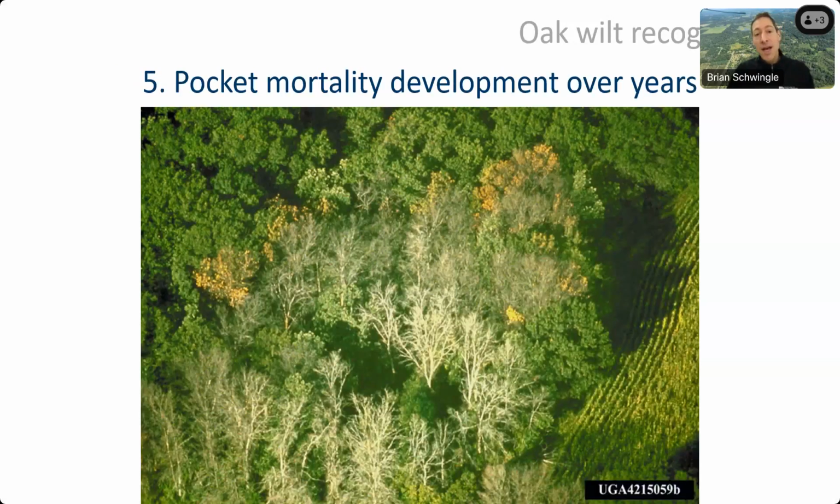The final symptom I'll show is that over time, in a forest that's dominated by one species of oak, you'll get a disease center forming, because the disease actually spreads from tree to tree through the roots. I'll cover that a little bit more, but you get this outward, almost circular pattern of progressive mortality, or death, in a forest. A pocket will develop.